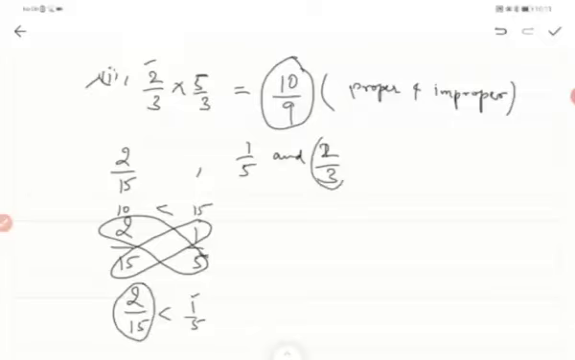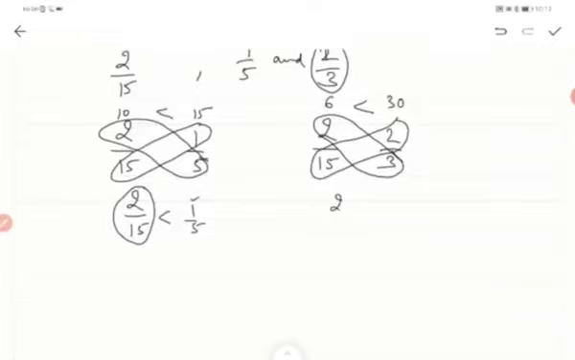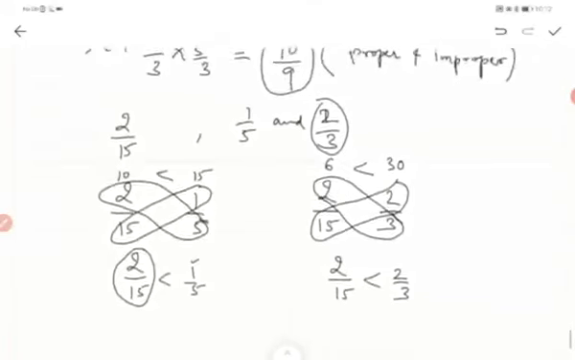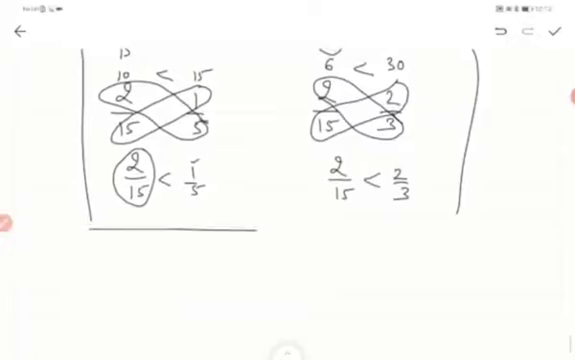Let us see for the other proper fraction. Our answer is 2 by 15 and the other is 2 by 3. Let's compare these two. It is 6, and here 15 twos is 30, isn't it? So again 6 is less than 30. That means our output product 2 by 15 is less than 2 by 3. Two proper fractions we took, and we've got that the product is less than the individual fractions.